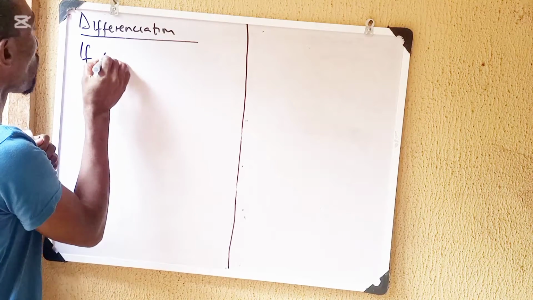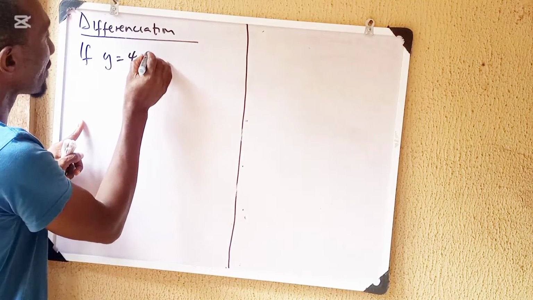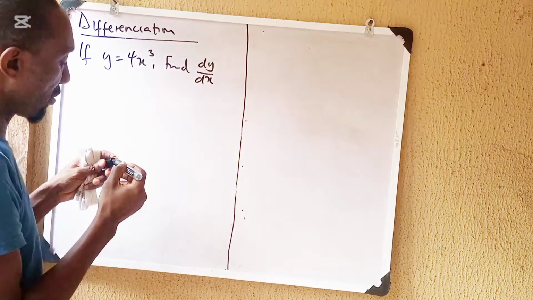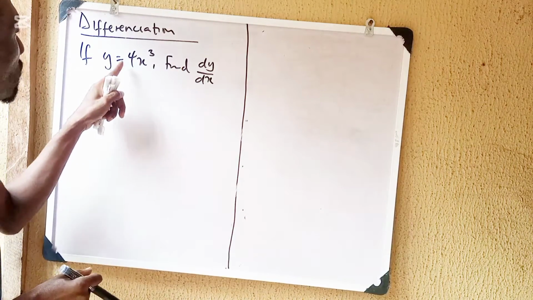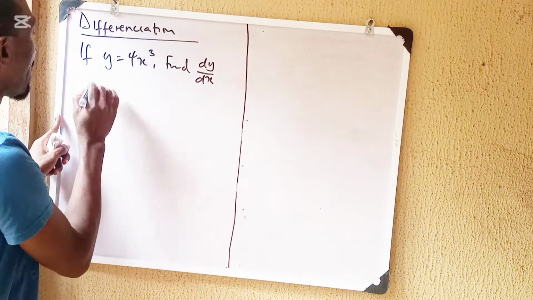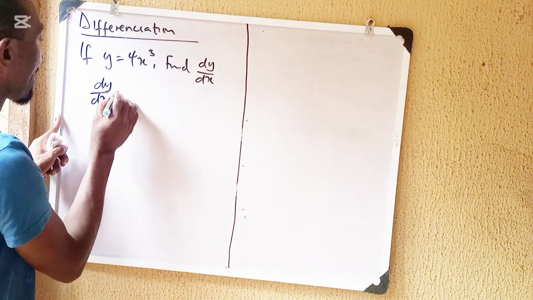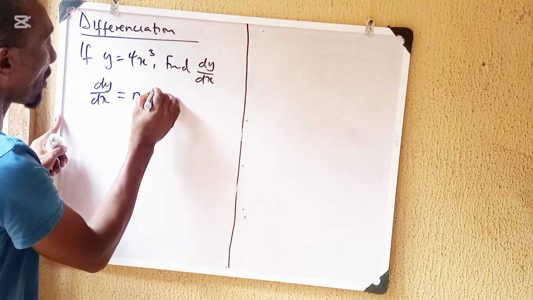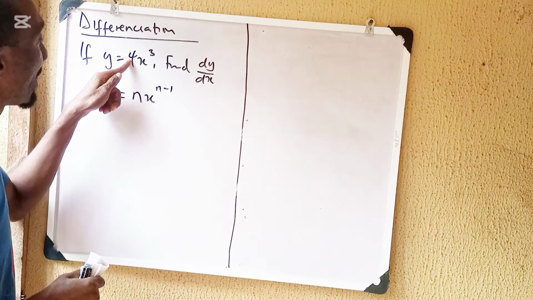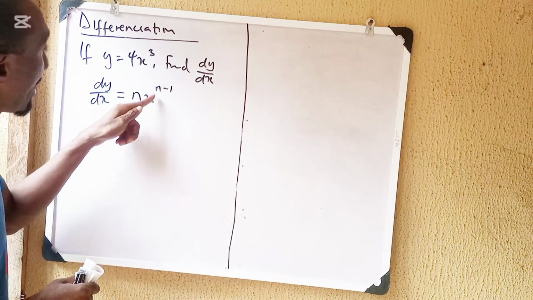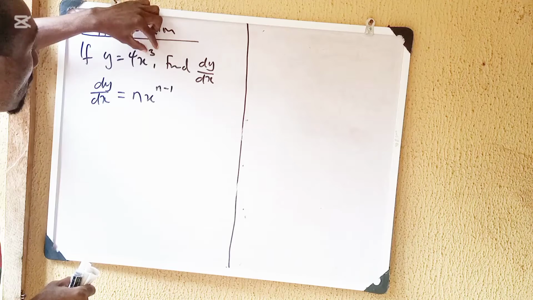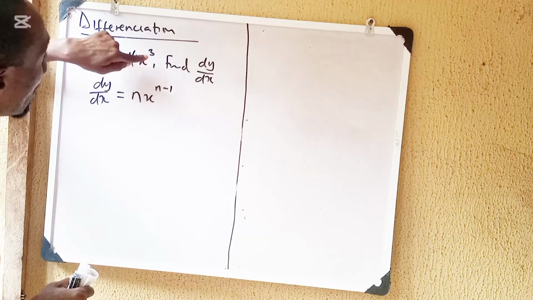If y is equal to 4x cubed, find dy/dx. In other words, we are saying differentiate y with respect to x. So for us to do that, let's go back to our general differentiation formula, which you know: dy/dx is now equal to nx to the power of n minus 1. Here, n is the coefficient of this x cubed, and this 3 here is the power of what we are differentiating, which in this case is 3.